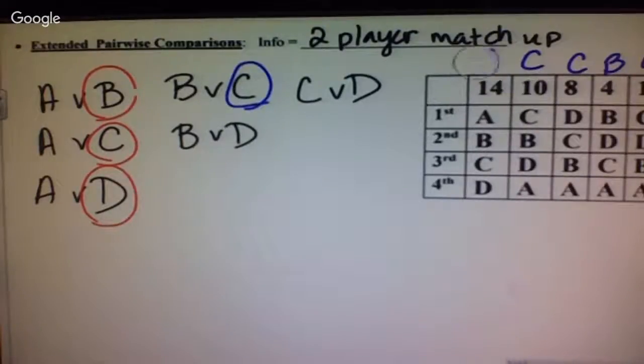Okay. B and D. We're going B, B, D, B, and D. B's going to take that one.